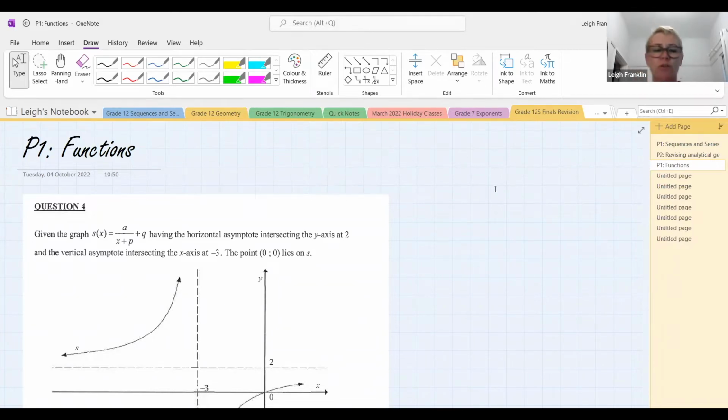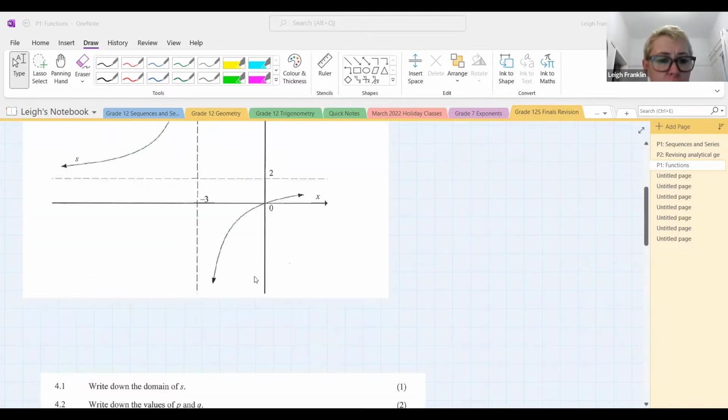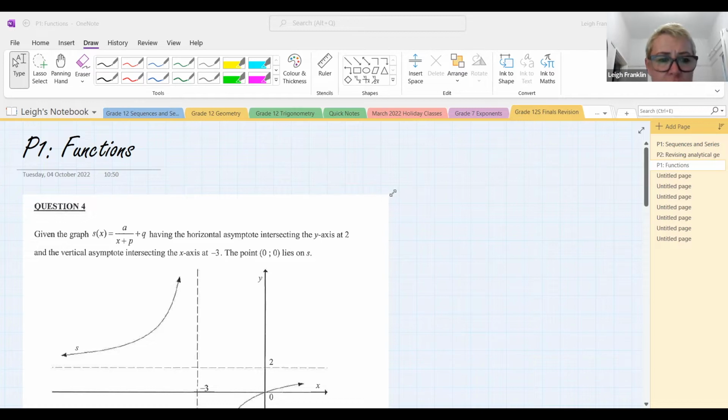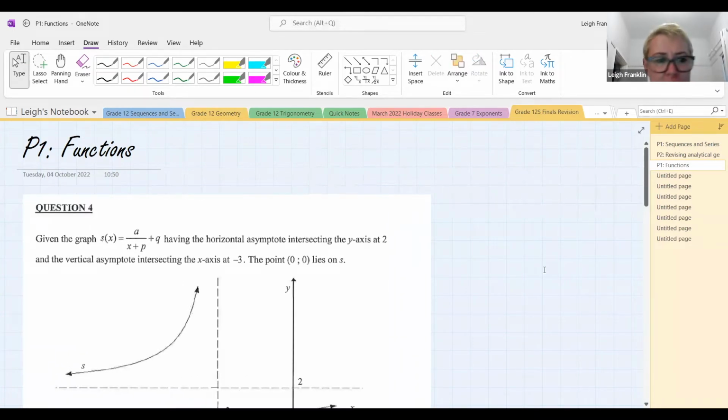Okay, so today we're going to talk about functions. And I have selected some questions for us to work through together, sort of typical exam type questions. All right, so the very first one, let's jump straight in, is S of x.